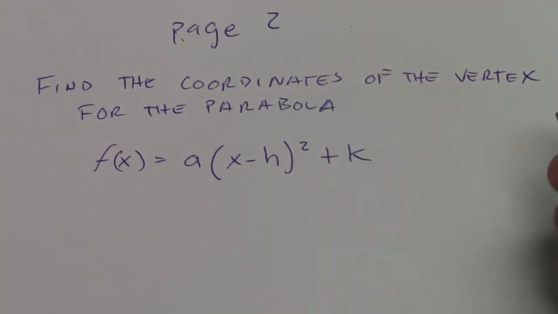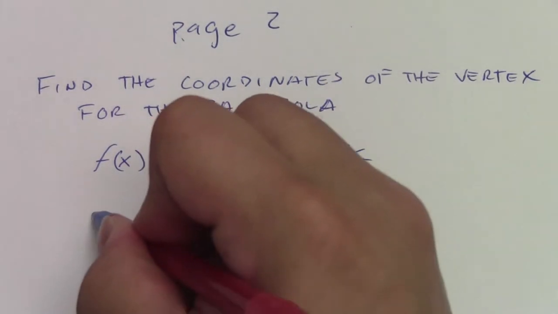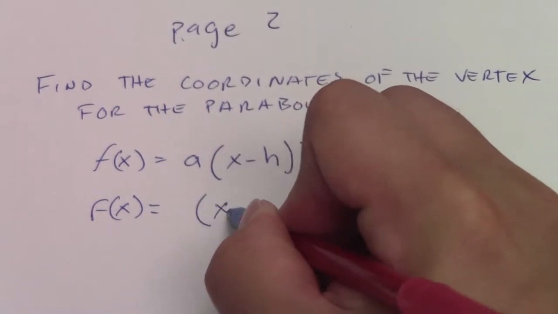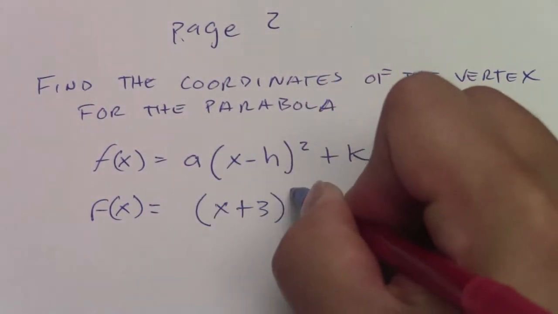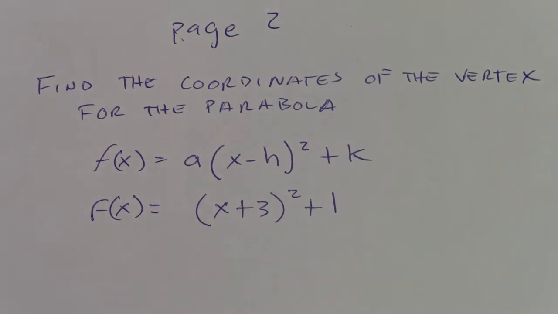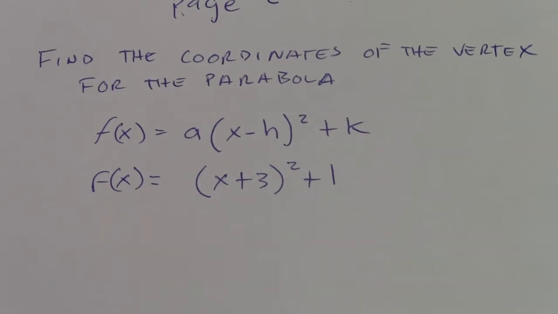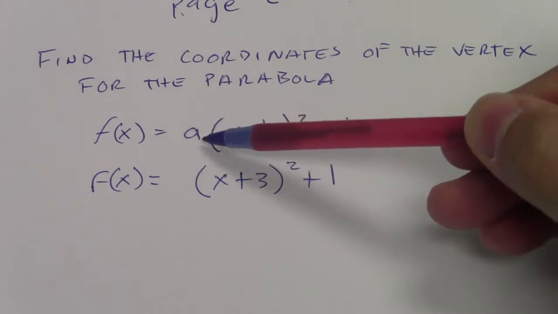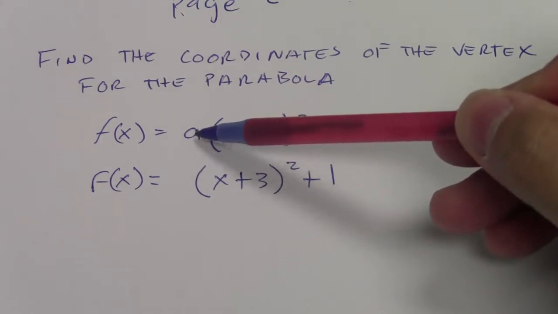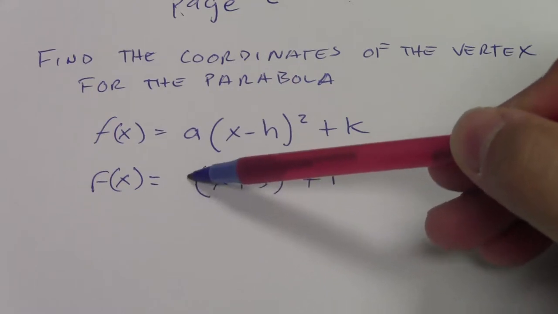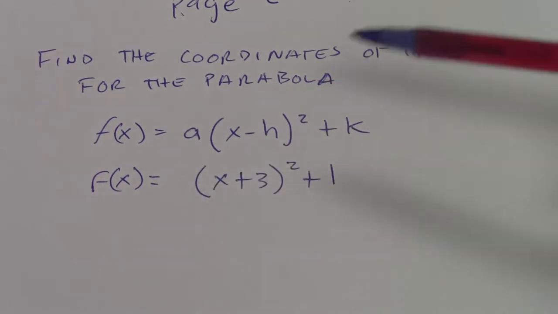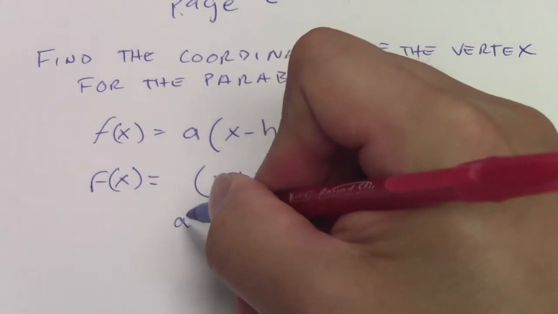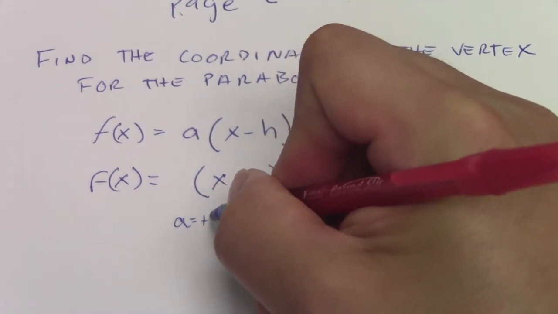All right, so let me give you a problem here. F of x is equal to x plus 3 squared plus 1. All right, so let's look at what we got here. A is basically either going to be a number or a sign. So in this case, A is just going to be positive, right? There's no negative sign or anything like that. So we know right now A equals, let's just say plus 1.